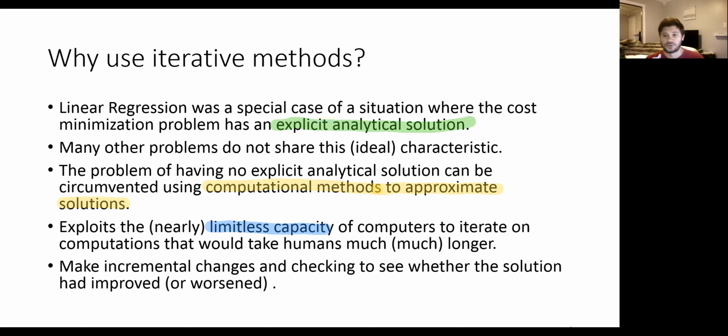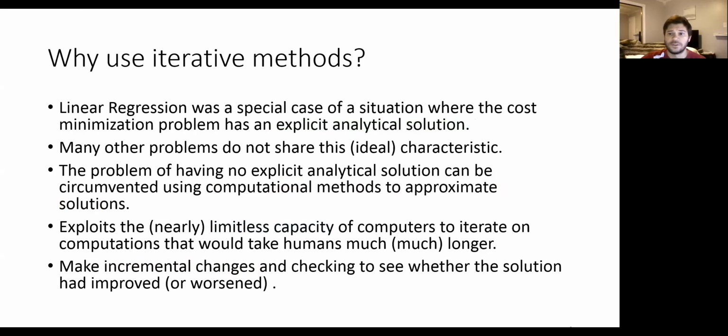If you had a person just randomly plugging in numbers and checking, did that minimize this function or not, it would take a very long time because people are pretty slow at this. But the computer can make these incremental checks and improvements to the solution to see whether or not we're improving our guess at where we think a particular optimum is.